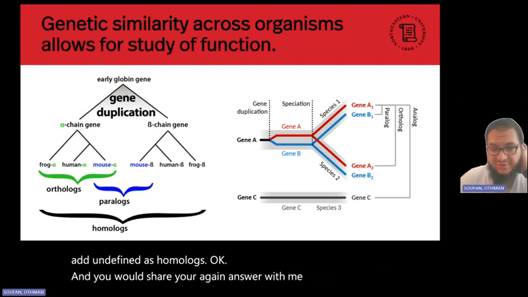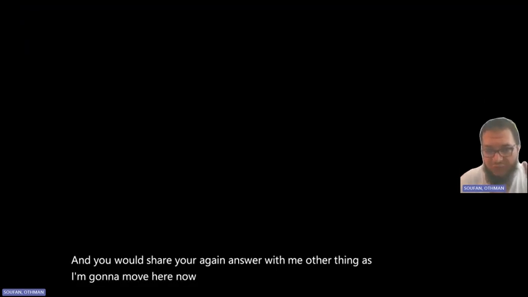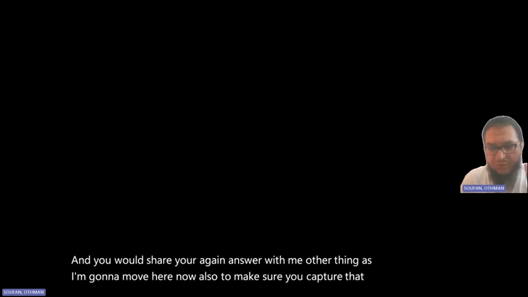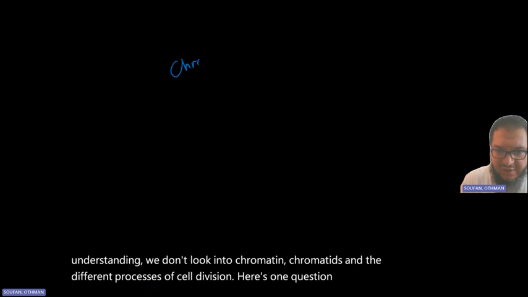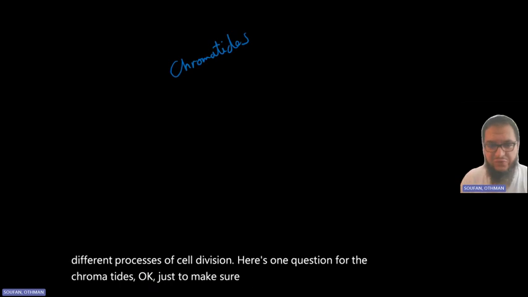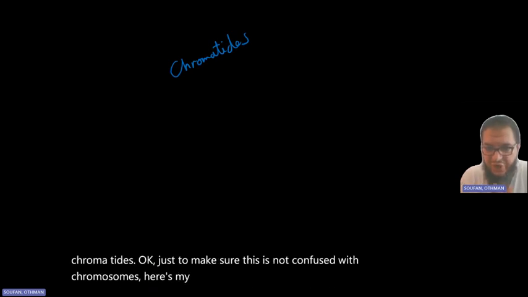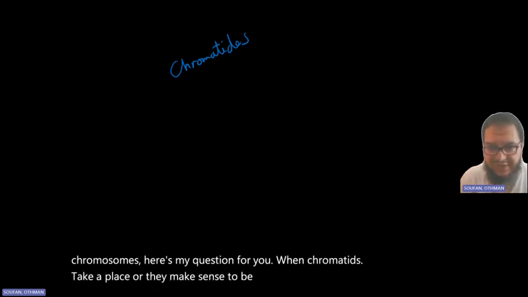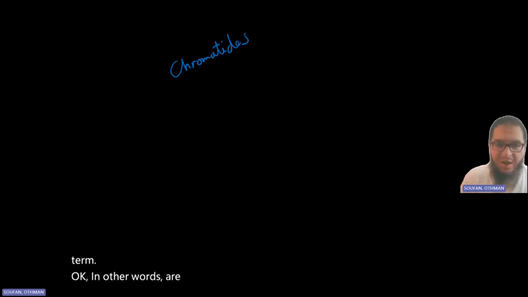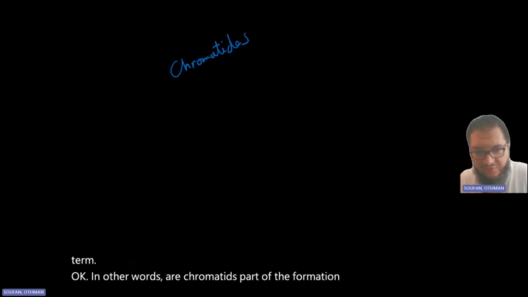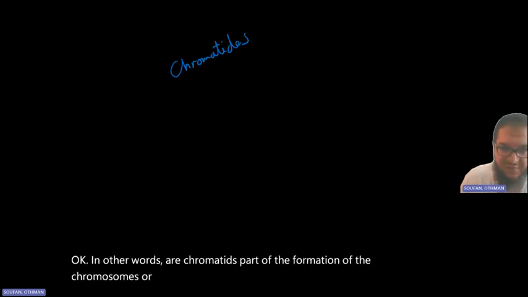Another thing, as I move on now, to make sure you capture that understanding, we need to look into chromatins, chromatids, and the different processes of cell division. Here's one question for the chromatids, just to make sure this is not confused with chromosomes. When do chromatids take place, or when does it make sense to reference them or use them as a term? In other words, are chromatids part of the formation of the chromosomes, or are they already there in our DNA?